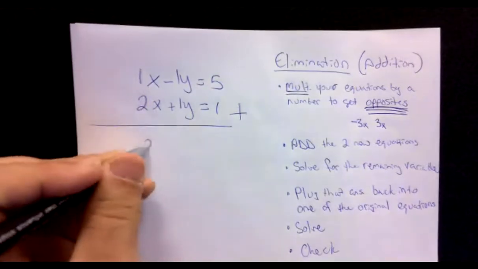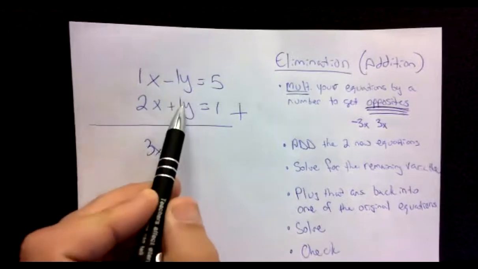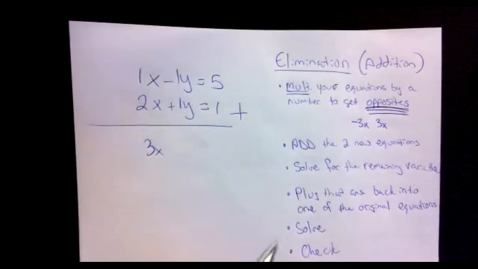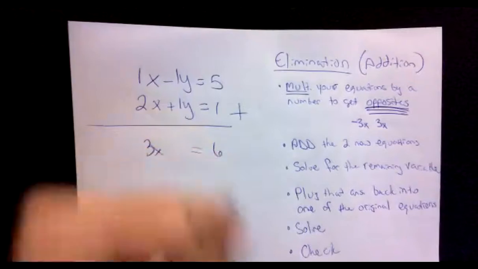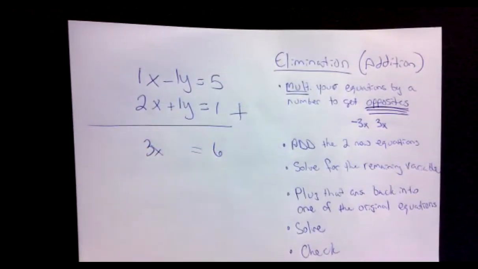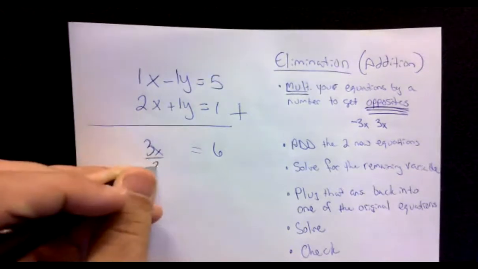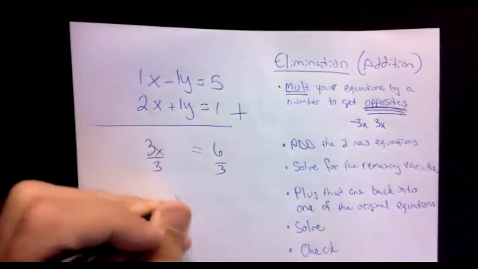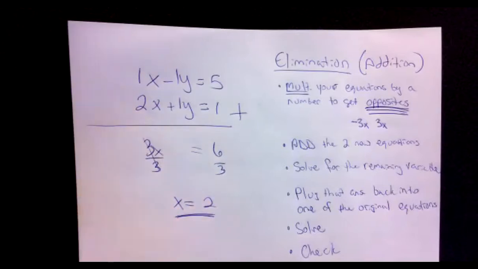1x plus 2x is 3x. Negative 1y plus 1y is 0y, so that's gone. 5 plus 1 is 6. Now all we have is one variable left to solve for. Easy peasy, divide, divide. So x is going to equal 6 divided by 3, or 2.